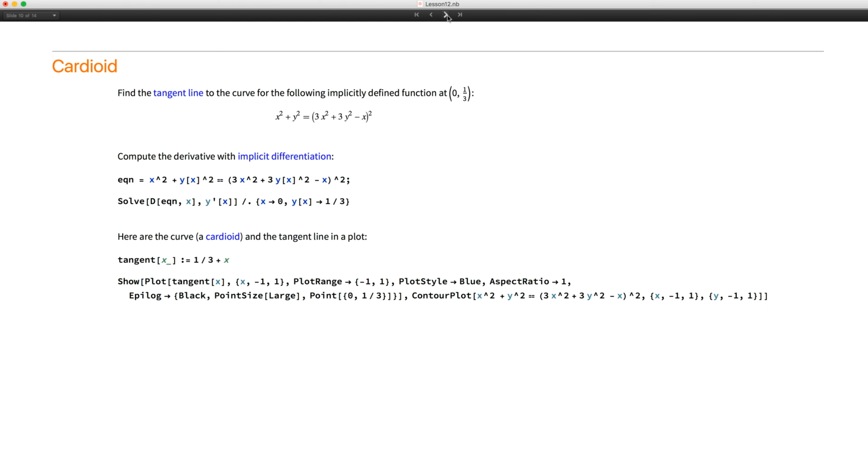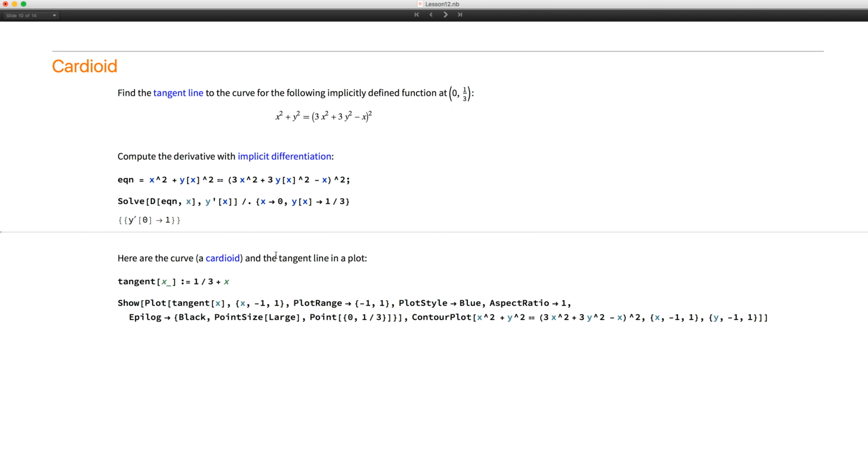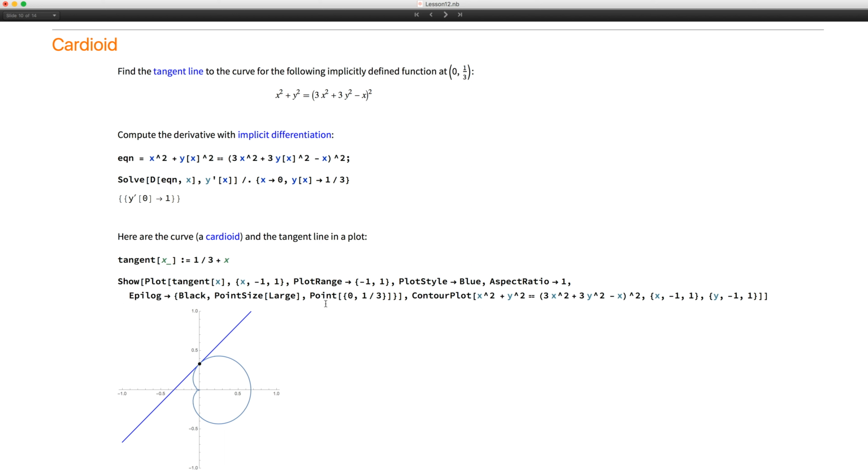Okay, my next example is a so-called cardioid. That's like a heart-shaped curve. It's a pretty difficult equation. So here's the equation of the curve. Replace y by y of x as before. Find the derivative. It's 1. Write down the tangent equation, and then you plot the tangent and the curve, and you get back this beautiful plot of the cardioid.